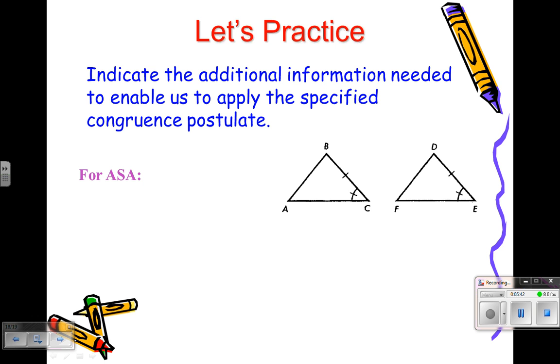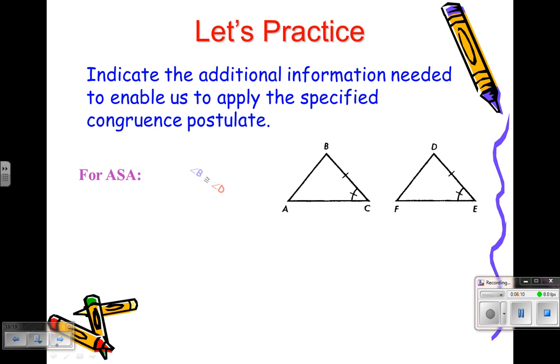All right. So to prove by ASA that these triangles are congruent, I need one more piece of information. So what do you think we need to prove that these two triangles are congruent by ASA? Do we need another angle or a side? Well, I have one angle, check. I have one side, check. So I need an angle. And the side needs to be between the angles, so I need angle B is congruent to angle D.